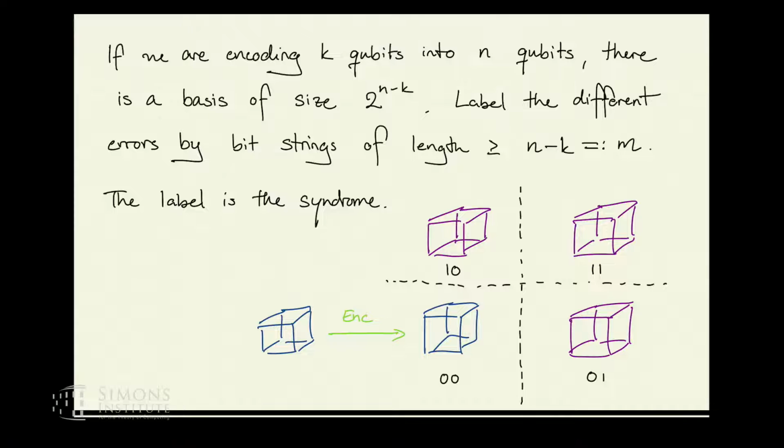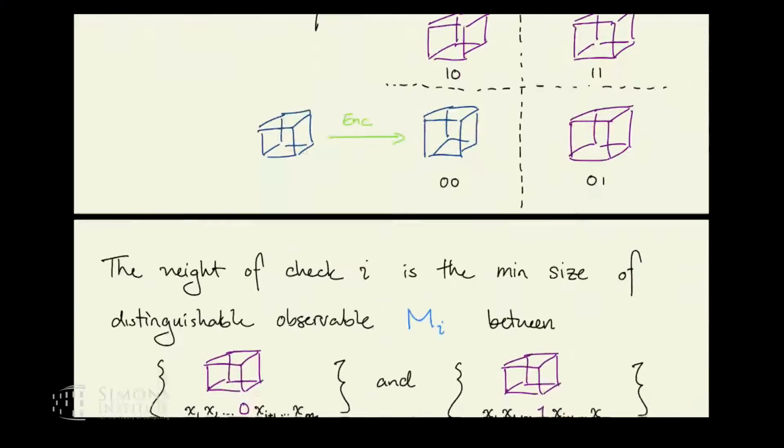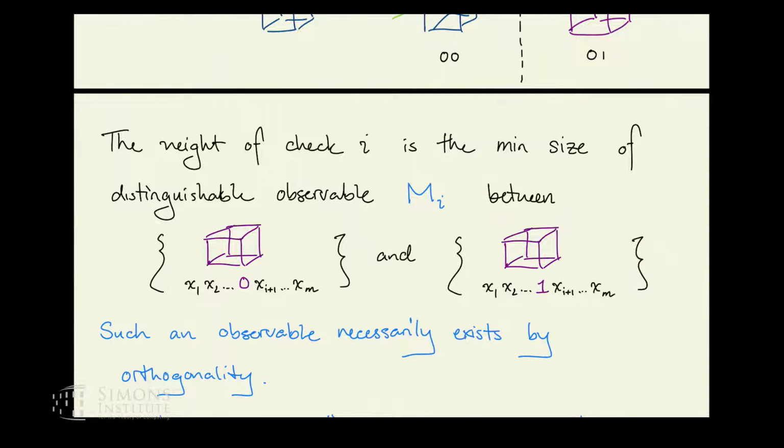And the syndrome now delineates elements of the basis which are on one side versus the other, right? And then the weight of the ith check will be the definition: the number of qubits that the minimum operator Mi acts on, which distinguishes these two bases. It will be all the basis elements where the value of the ith check is 0, and all the basis elements where the syndrome bit is 1 over here. And we know that such an observable must exist because all these basis elements are orthogonal, so it exists.